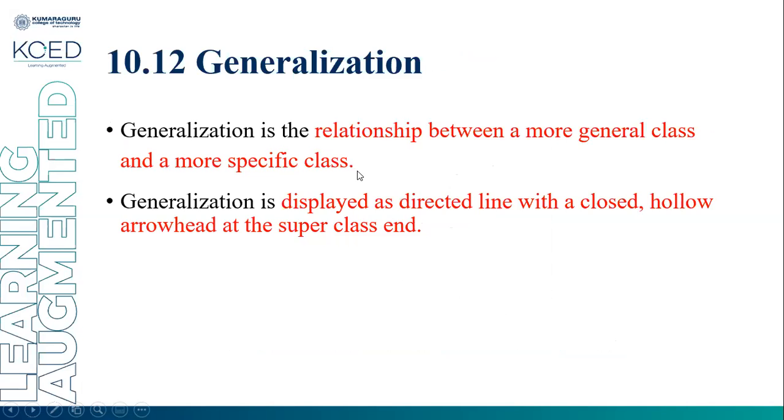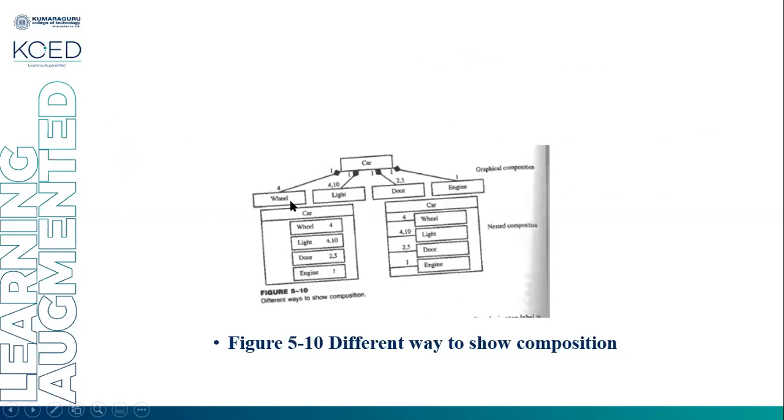If you take a car, the parts of the car are the wheels, lights, doors, and the engine. So a car contains 4 wheels, 4 to 10 lights, as well as 2 to 5 doors, and it will contain one engine. This is known as a composition.